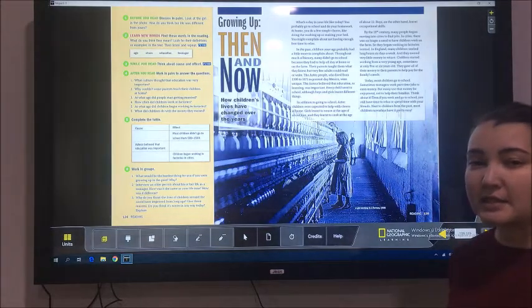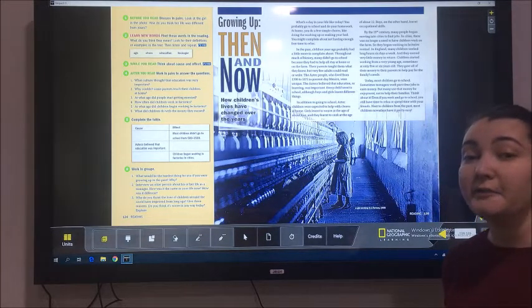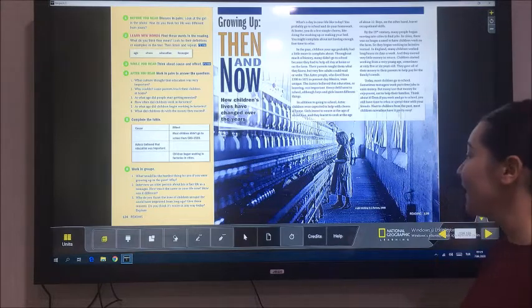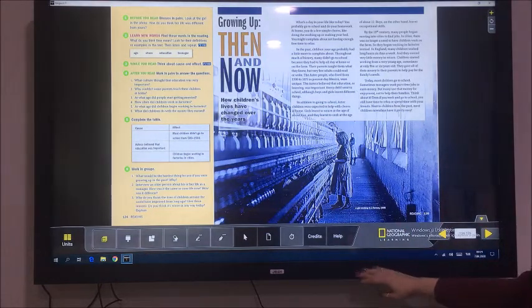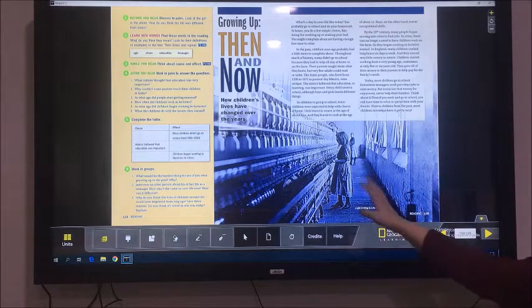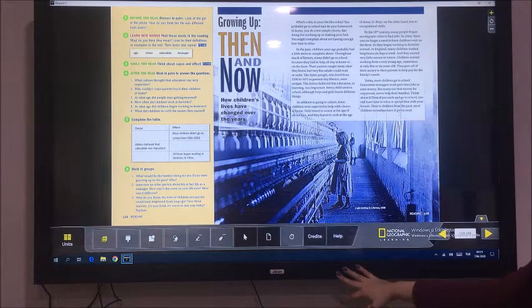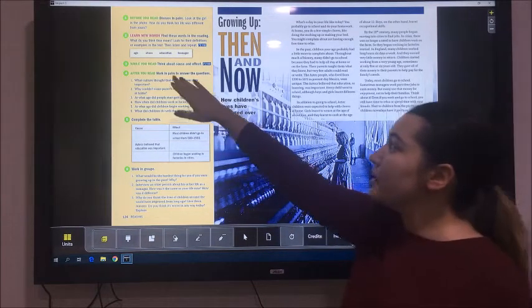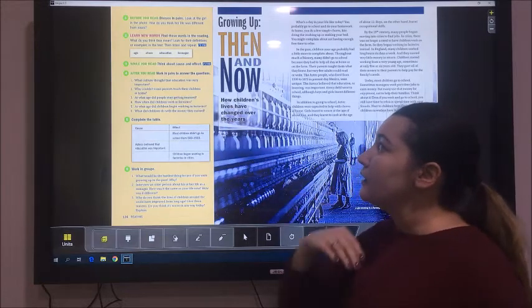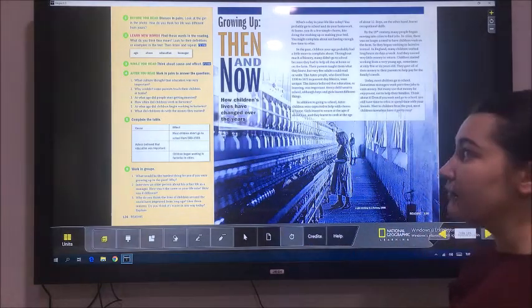So you know that in the past, children's lives were kind of different from ours today. Here on the picture you can see a photo of the girl who is working in a factory. It was taken in 1908. Now, before we start reading, let's take a look at the words written here. How do you think? What do they mean?